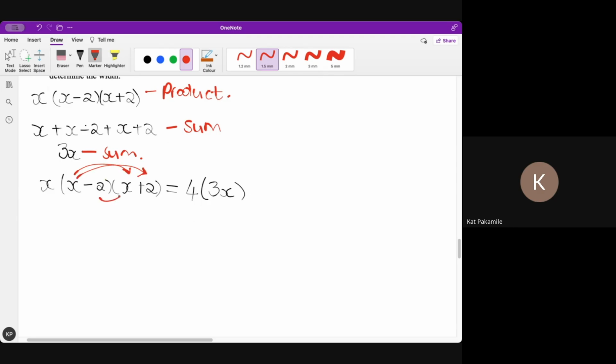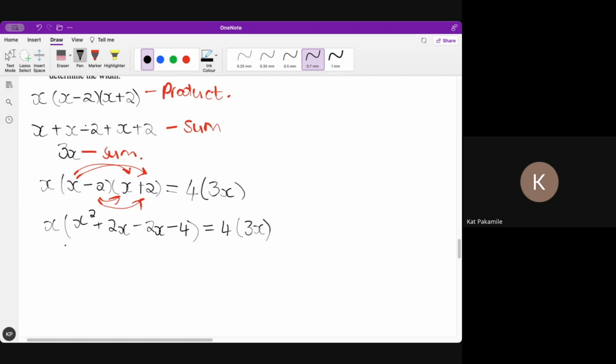First, outer, inner, and last. So I'm going to leave this x on the outside. What is my first? x times x. x squared. Plus 2 times x. So x squared plus 2x. What's my inner term? Minus 2x. And the last is negative 4. So it's actually the opposite of difference of two squares.